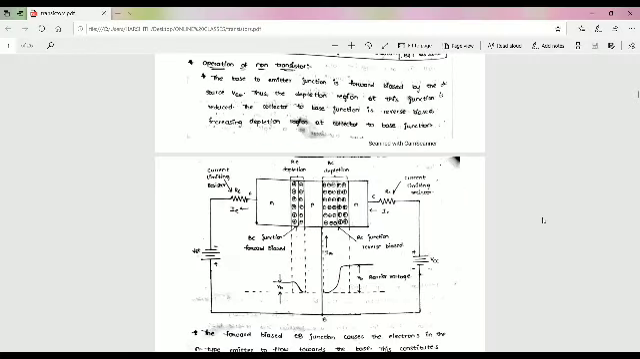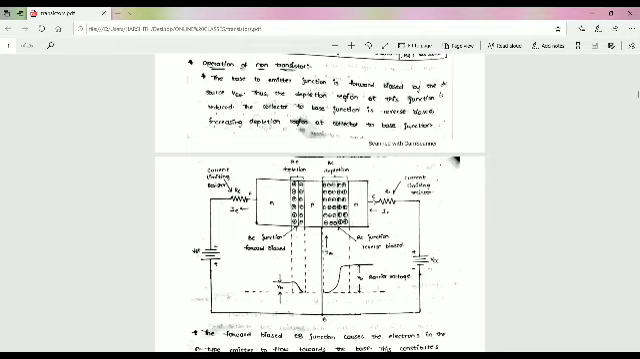Good morning to all. Today I would like to explain transistors. Transistors are two types, NPN transistors and PNP transistors. First of all, the operation of the NPN transistor. This is the basic diagram of the NPN transistor. This is the emitter terminal, this is the base, and this is the collector.